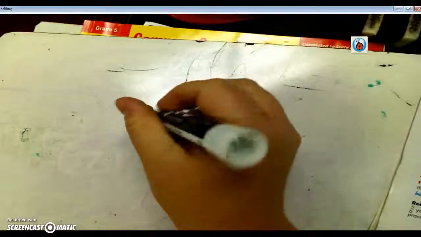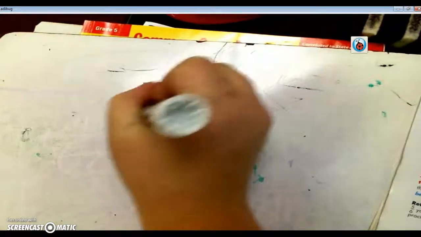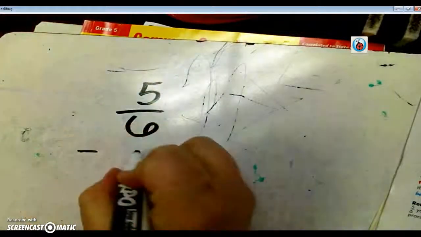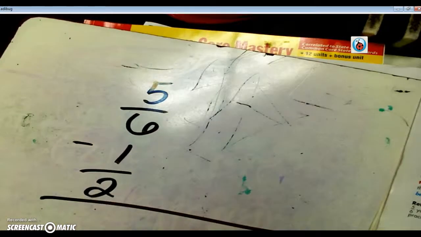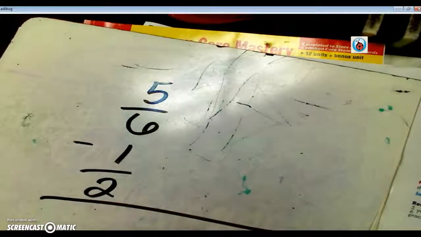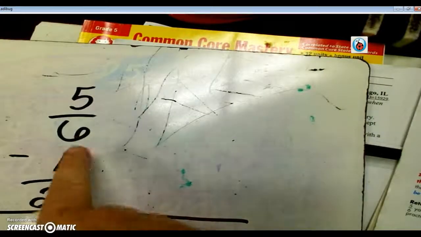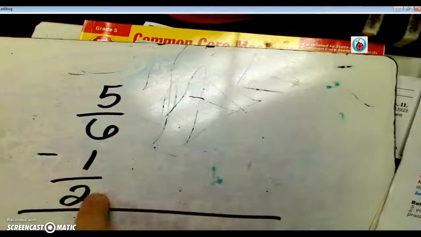So if I have 5 over 6, and I'm going to subtract 1/2. Notice I still choose to write my fractions vertically, up and down, because when I go to find that least common multiple and I write my equivalent fractions, it's going to be easier to compare those numbers. Okay? So just like when we added fractions, I have to find my least common multiple of my two denominators.